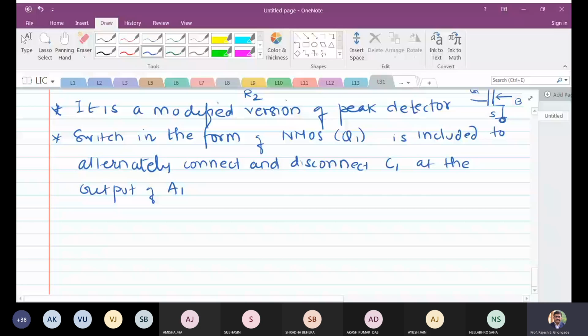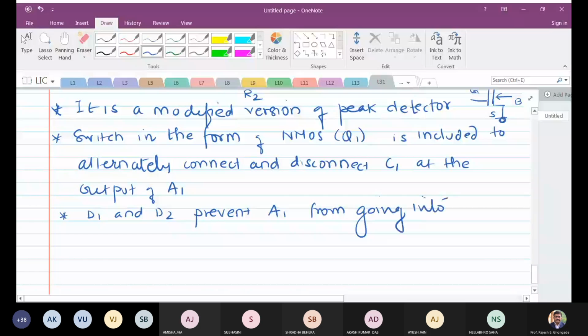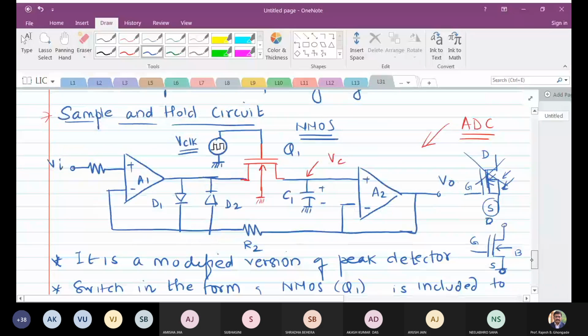Okay. Then D1 and D2 prevent op amp A1 from going into saturation, specifically when Q1 is open circuited, that is, when it is off. So if this was off, it was as good as or as bad as an open circuit, isn't it? If Q1 is off.